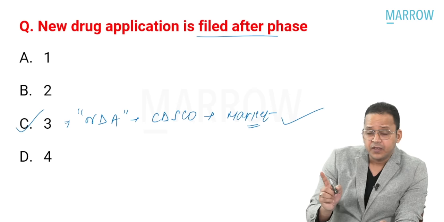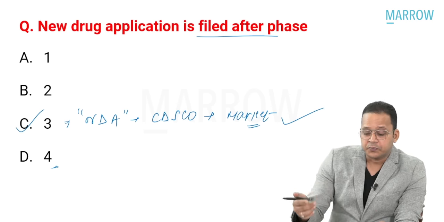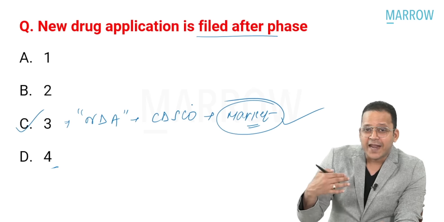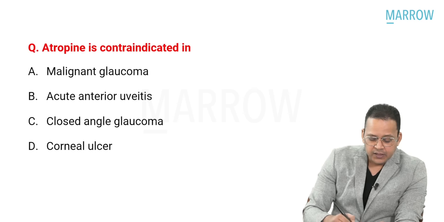That is the reason why, in the previous session, I discussed an MCQ that asked you: phase 4 is called post-marketing surveillance because it happens after the drug goes into the market. So phase 3 is the right answer here.